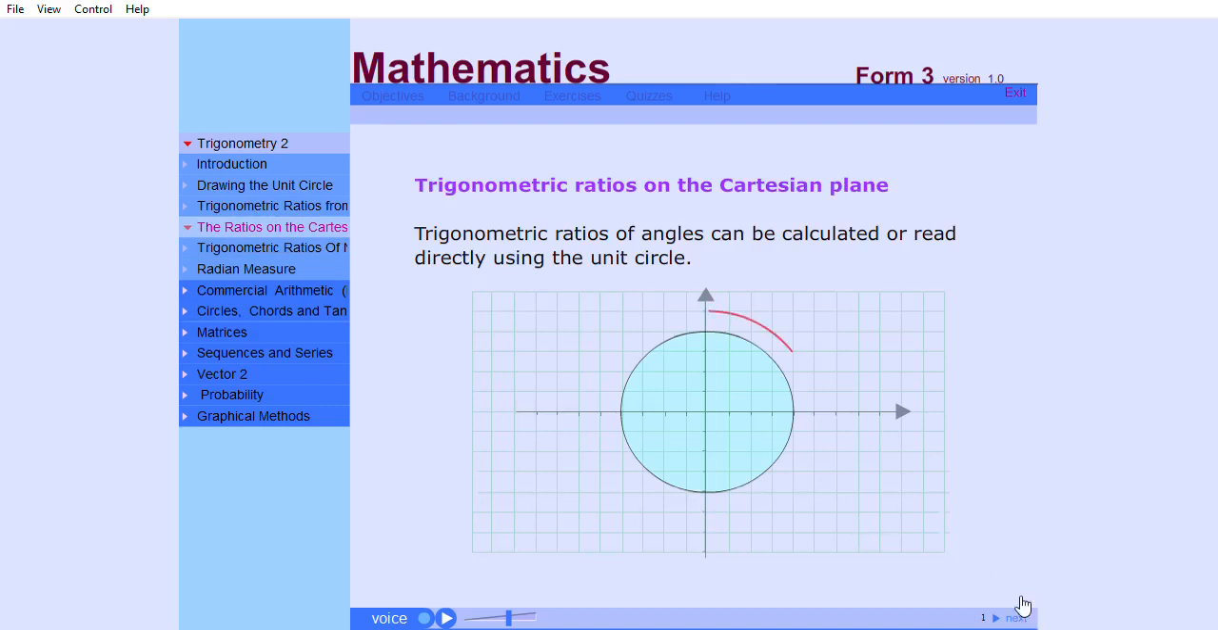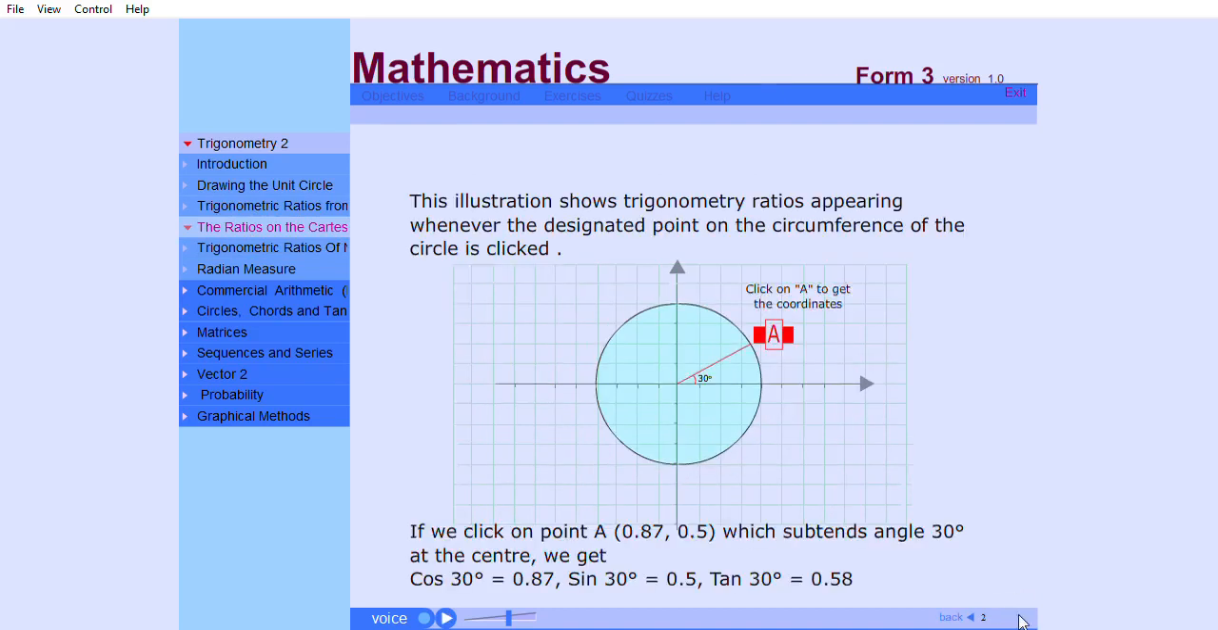Trigonometric ratios on the Cartesian plane. The ratios will appear whenever the circle is clicked at any point on the circumference.